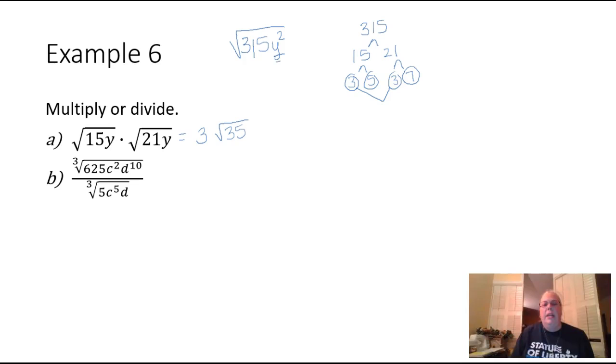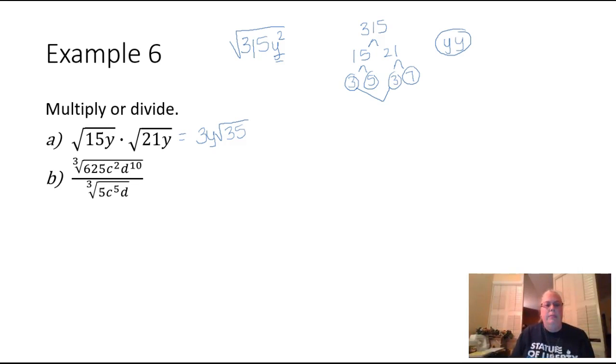All right, and now I'm going to take into consideration the y squared. That's just y times y, and since the index here is a 2, it's a square root, I need a pair. Well, I just so happen to have a pair of y's there, so I can bring a y out in front. I can put the 1 exponent on there because I have one pair of them, but I don't have to. Okay, and here is my final answer.